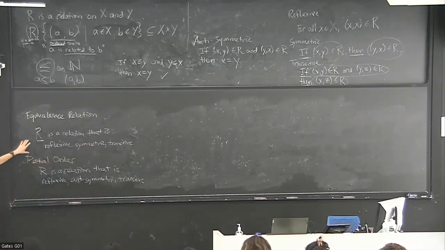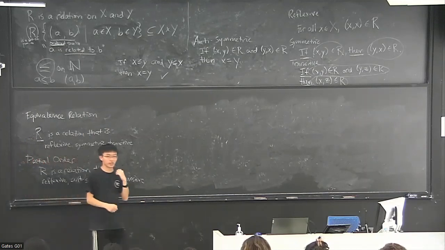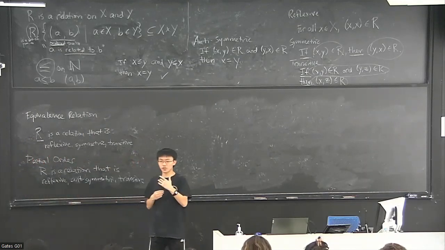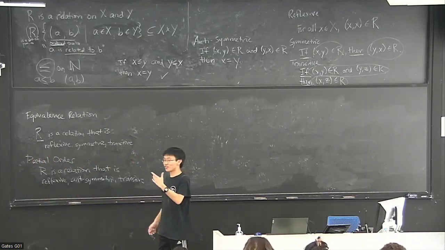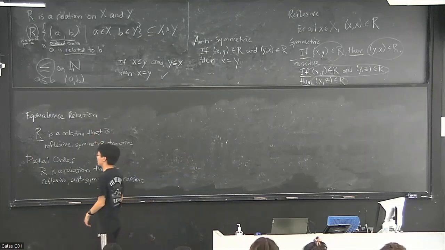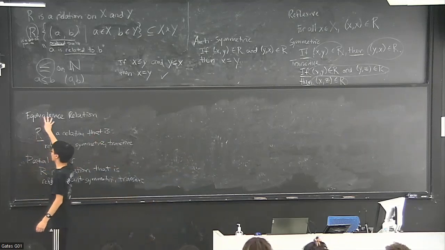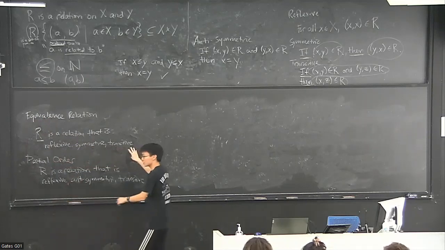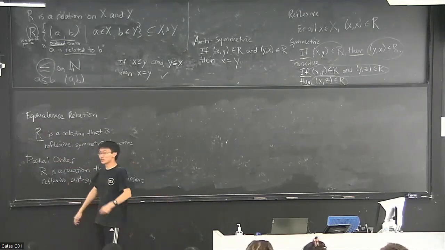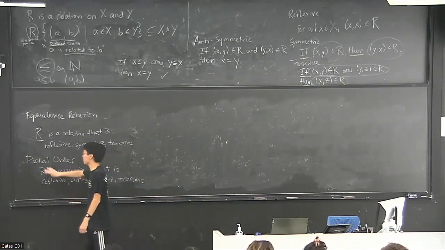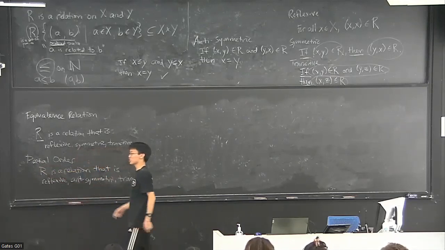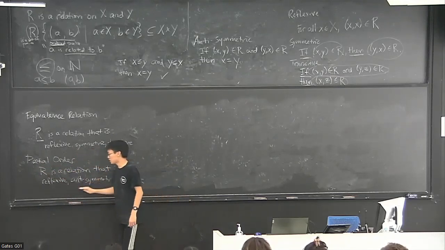So when you have a relation R, it's possible that R has a special structure and that R is an equivalence relation. How do you know that your relation is an equivalence relation? It satisfies these three properties. Maybe you have a relation and that relation has a special structure that it's a partial order. How do you know that your relation is a partial order? It satisfies these three properties.